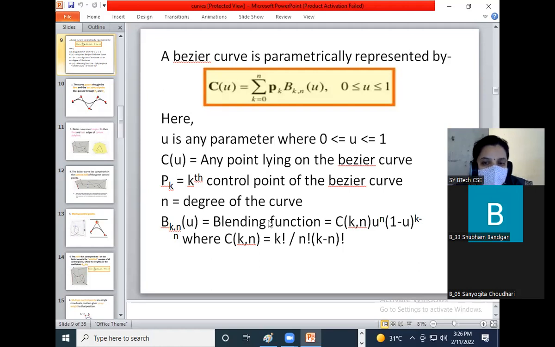So the blending function is nothing but a way to make the curve more smooth. What value should I use here so that the curve I am getting will be smooth in nature? If I have more points, then it should look like a curve, not like joining straight lines.